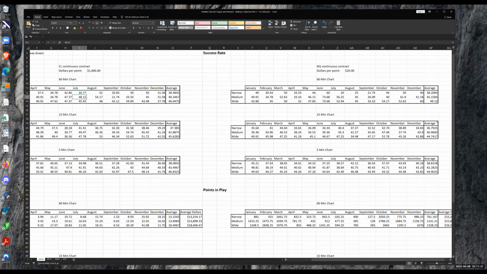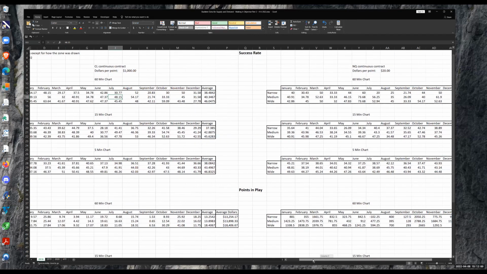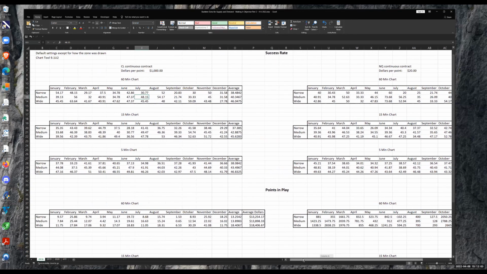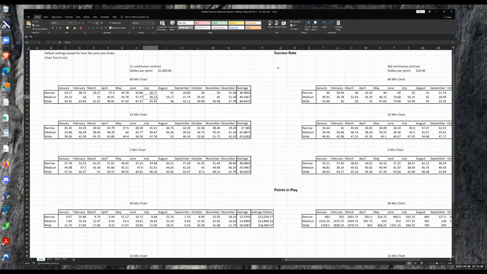And if we look just within the NASDAQ, again, there are no huge earth-shattering differences. If we look at the difference between the 5 and the 15, especially for the wide zones, there's not a whole lot of difference here. Now, while we're looking at success rates, we'll come back to look at points in play in a few moments. Let's go look at 2019 and see if this holds for 2019 as well.